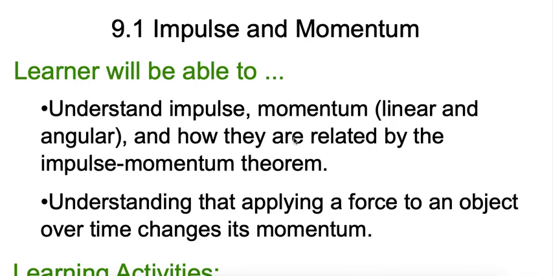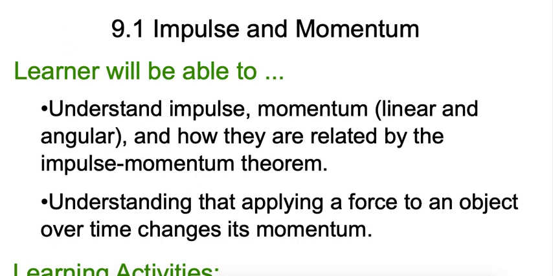For this lesson, we're looking at impulse and momentum. So this is our Module 9, Lesson 1. We're going to be able to understand momentum and impulse, both linear and angular, in those two systems, and how they're related to impulse momentum. And we're going to understand that applying a force to an object over time changes its momentum. So this piece right here kind of goes with our impulse momentum theorem.